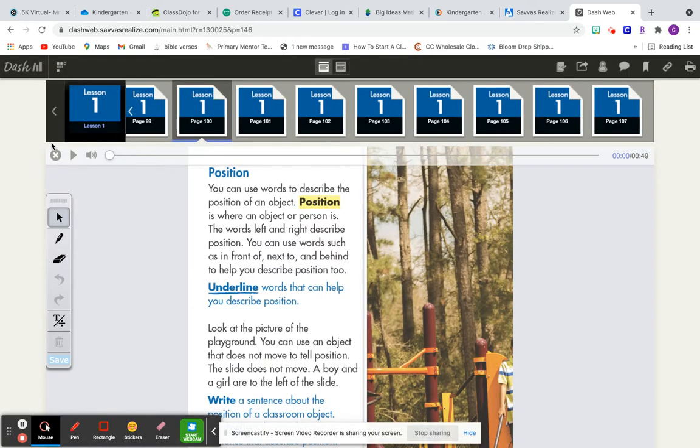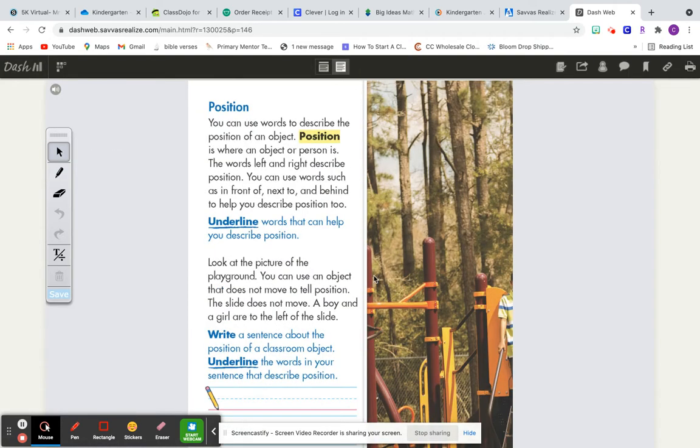All right, getting started with lesson 1. The first thing we're going to talk about is position. So you can use words to describe the position of an object. Position is one of our vocabulary words, and it is where an object or person is. So your position right now is wherever you are sitting or standing. The words left and right describe position. You can use words such as in front of, next to, and behind to help you describe position too.